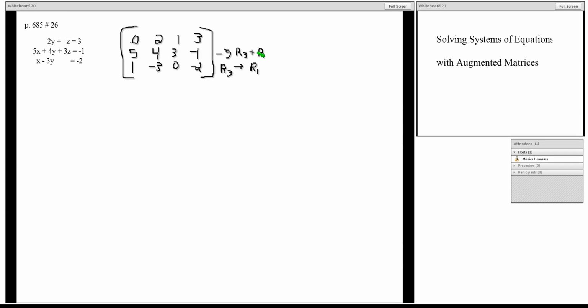So I'm going to have row 3, because that's where I'm at, going to row 1. Let's see. If I get this to be like a negative 5, I could add it to here, and I'd have a 0. So I think I'm going to do negative 5 times row 3, and I'm going to add it to row 2. And I'm going to put it back at row 2.